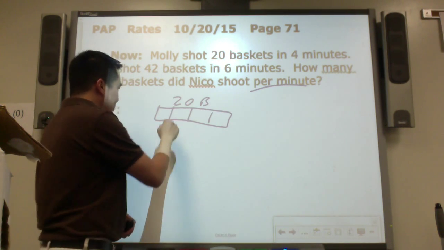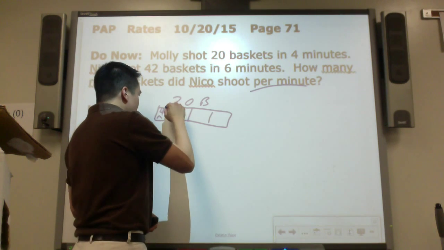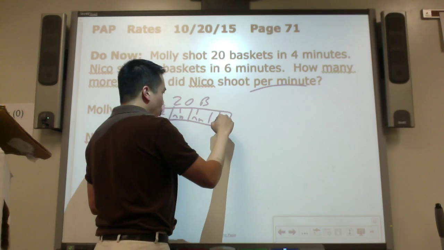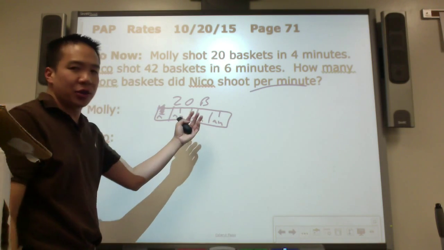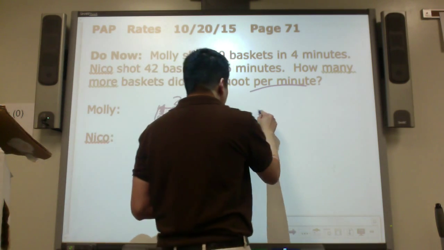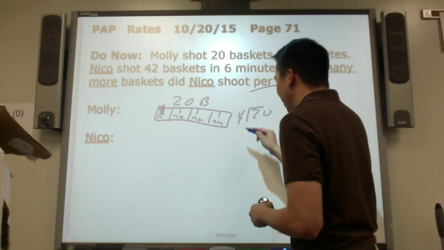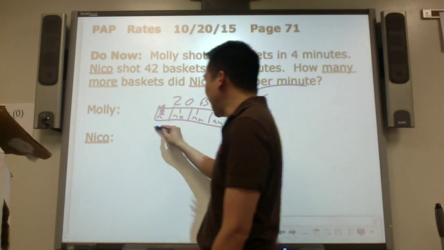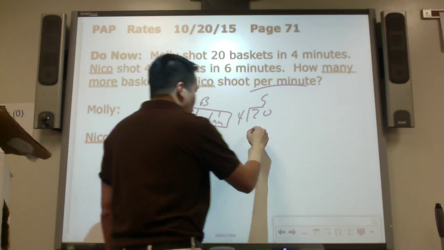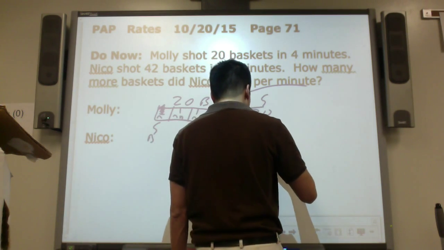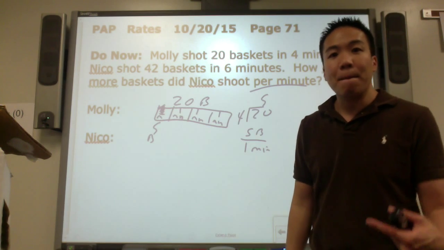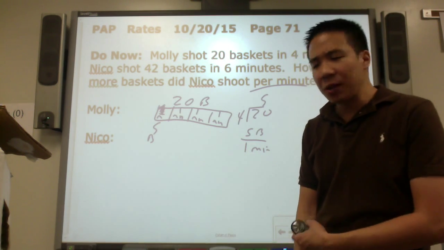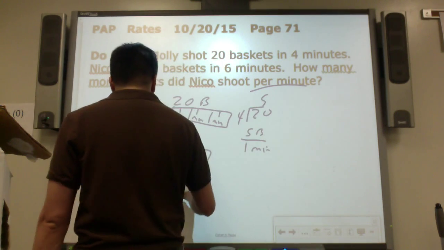There's 20 baskets. Each bar represents 1 minute, 1 minute, 1 minute. So I need to break down these 20 baskets per minute. So I divide by 4, so that's 5. So there are 5 baskets for every 1 minute, or 5 baskets per minute. Some people like the bar diagram. Other people don't. They prefer the box diagram.